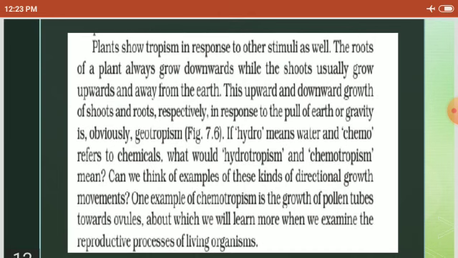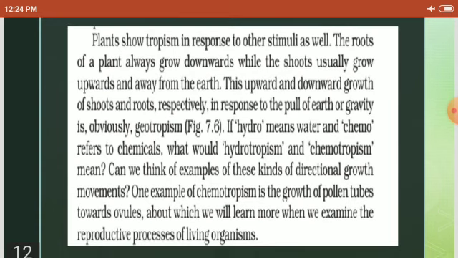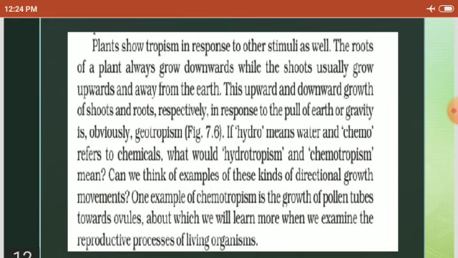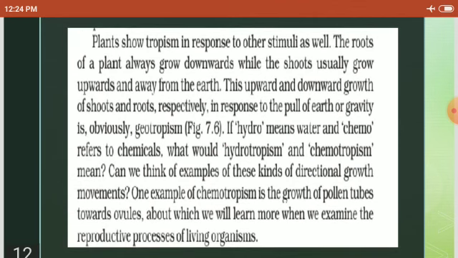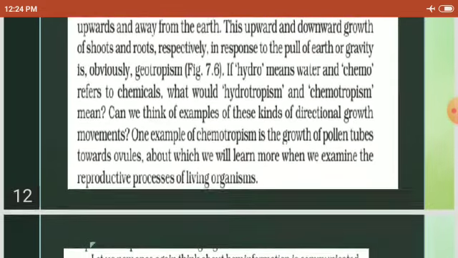This upward and downward growth of shoots and roots respectively responds to the pull of the earth, or you call it gravity. That is geotropism. Hydro means water, chemo refers to chemicals, hence hydrotropism, chemotropism. Can we think of examples of these kinds of directional growth movements? One example of chemotropism is the growth of pollen tubes towards the ovule. Pollen tubes are growing towards the ovule. In the reproduction lesson next, we will learn that.